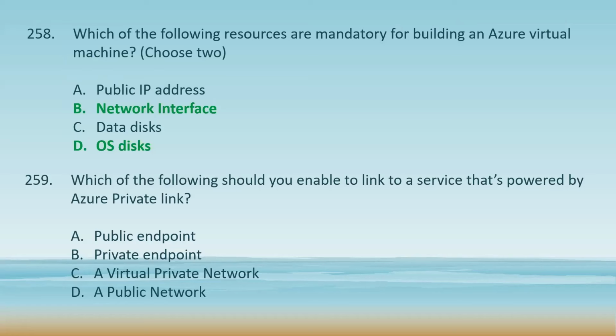Question number 259. Which of the following should you enable to link to a service that's powered by Azure Private Link? And your options are public endpoint, private endpoint, a virtual private network, and a public network. And folks, the correct answer here is option B, private endpoint.